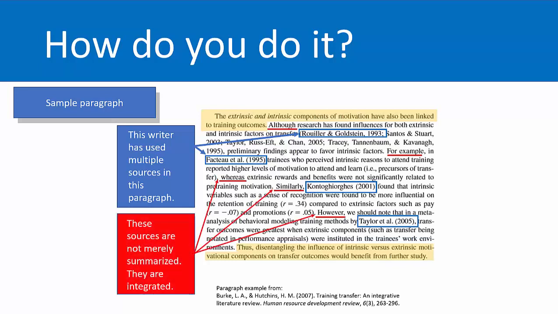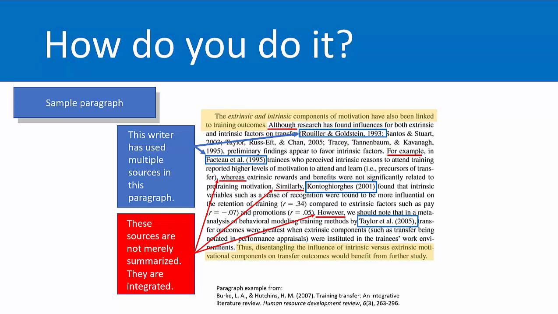These sources are not merely summarized. They are combined and integrated using a variety of connective words to organize the various points of views on this theme. For example, this author uses a very typical way of organizing the research that they found on this theme. They start out their first sentence, the one that begins with although, by citing a number of authors who have done general research on the idea of extrinsic versus intrinsic factors. These are usually the most important researchers and the original researchers in this area.